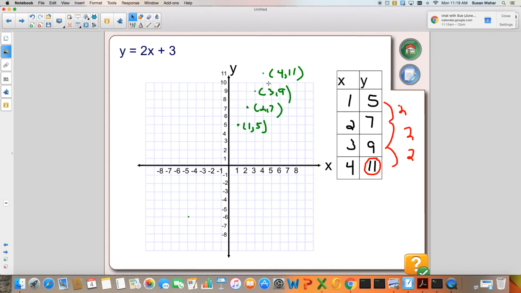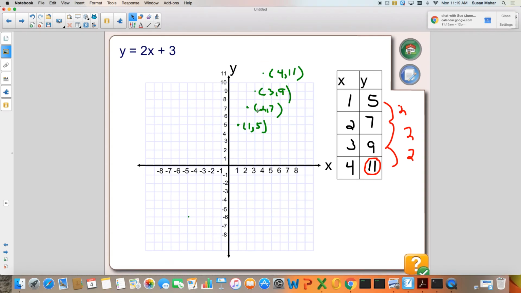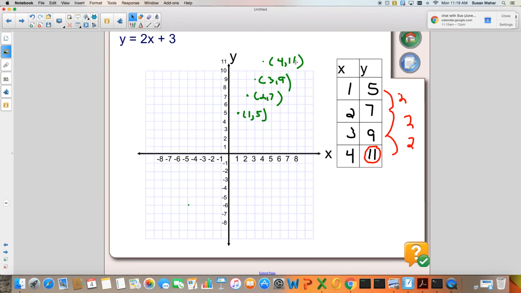All right, if I just had the graph, I could still analyze the relationship between x and y. Here are my x values. X is going up by 1. Here x is 1. Here x is 2. X is 3. X is 4. So as x increases by 1, what's happening to my y value? Well, here y is 5, y is 7, y is 9, y is 11. So as x increases by 1, y increases by 2.